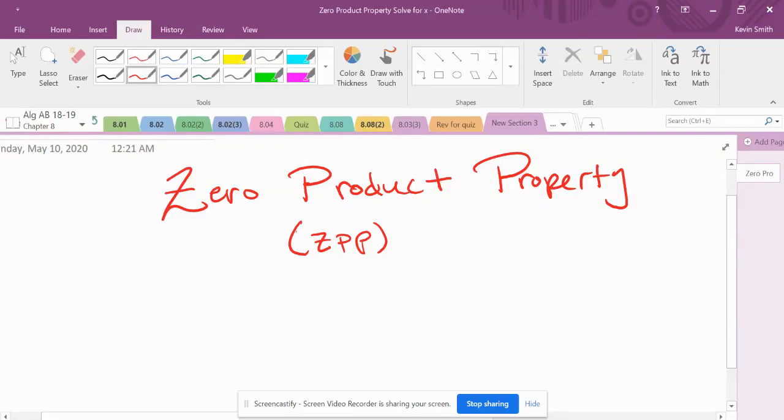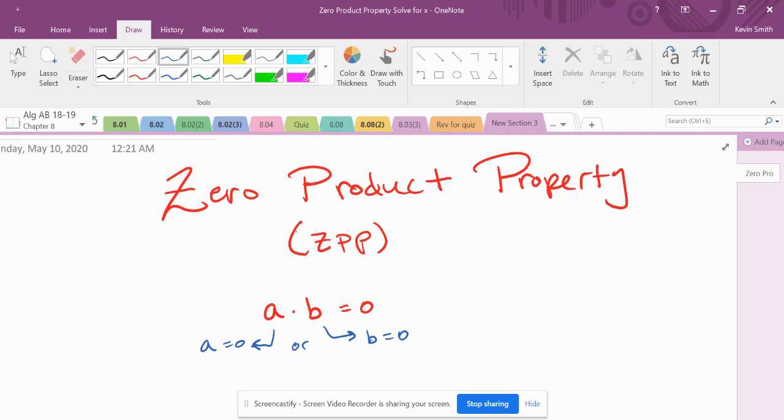Hey guys, just wanted to recap what you did last Thursday with the zero product property. So the whole idea behind it is if you have two numbers that are multiplied together to equal zero, the only way that's possible is if at least one of those numbers is zero. So either A is going to be zero or B is going to be zero, right? There's really no other way to have two numbers multiply together to be zero.